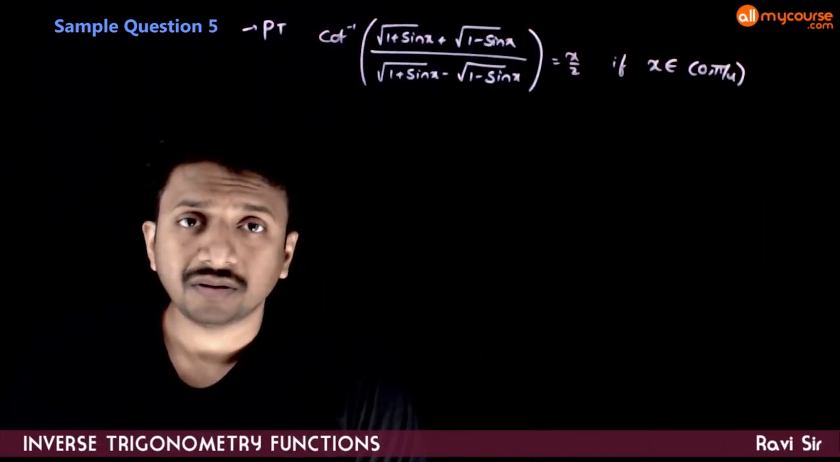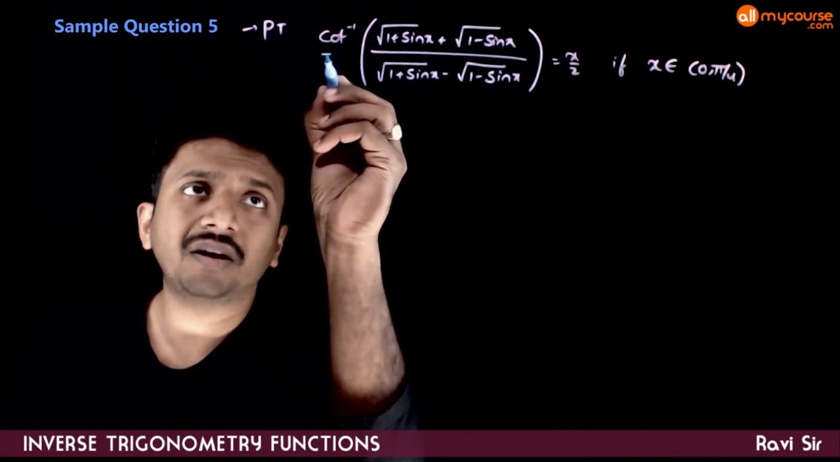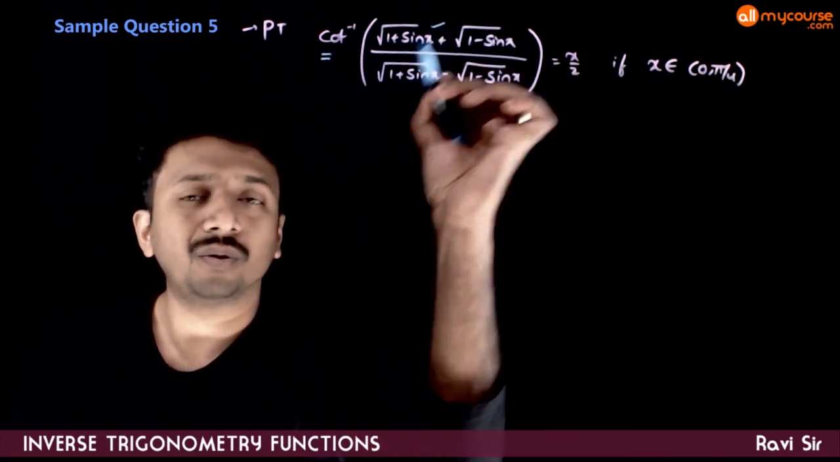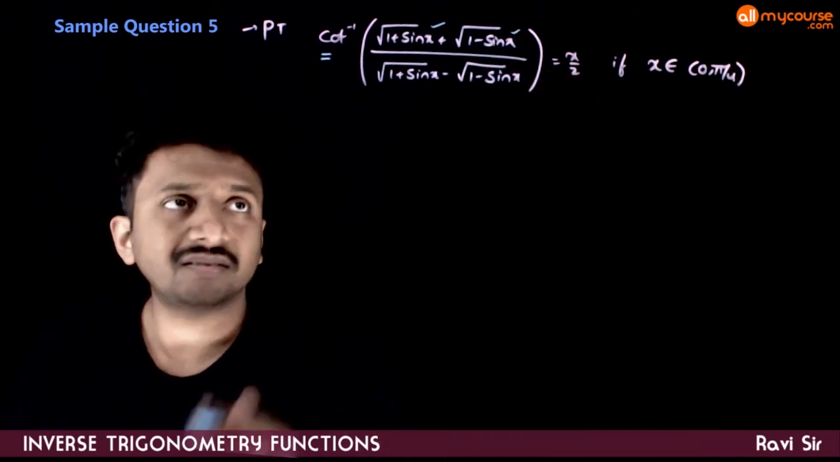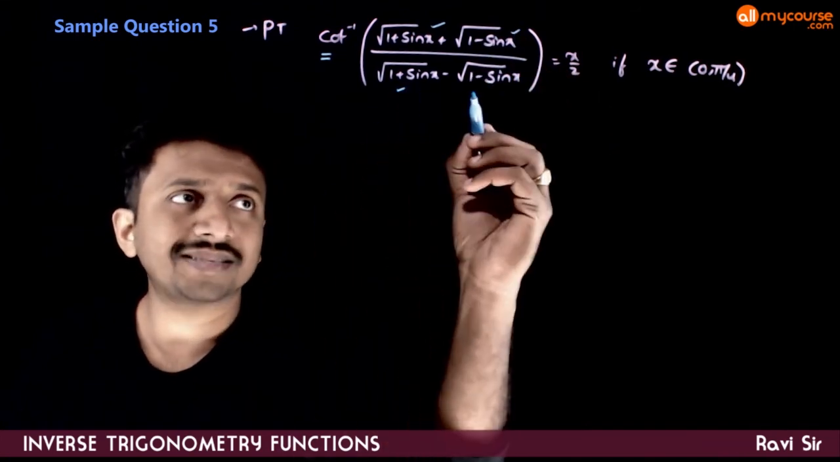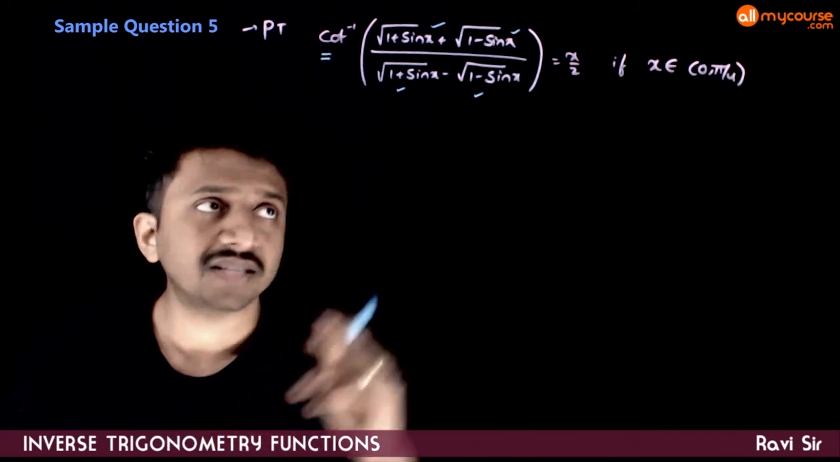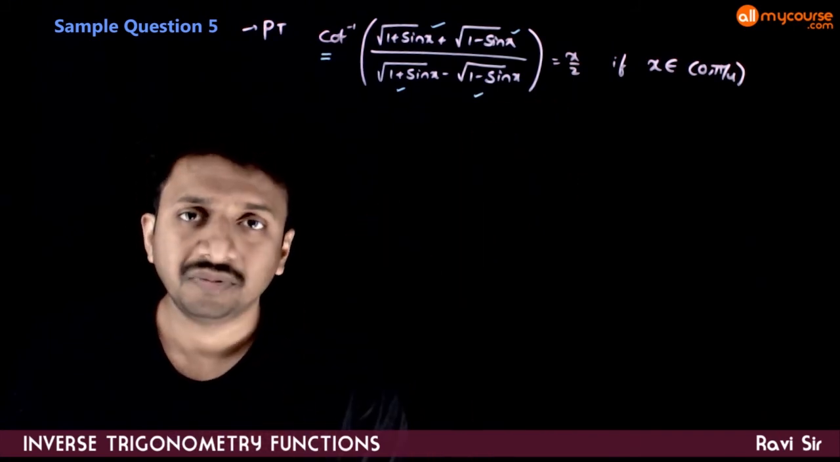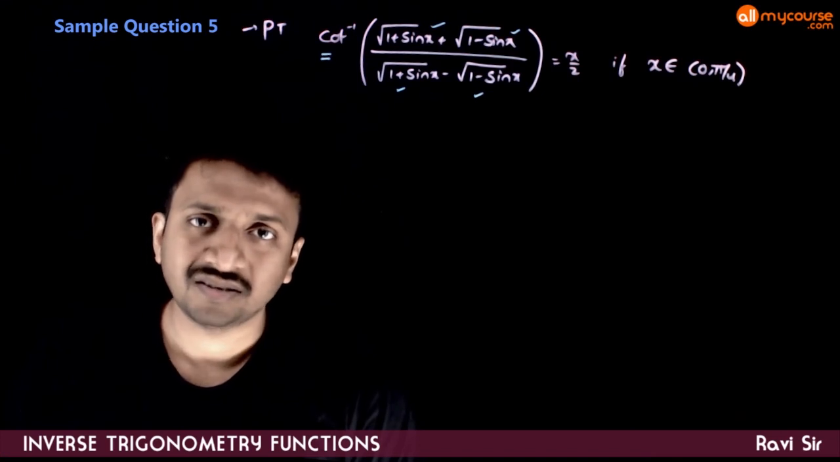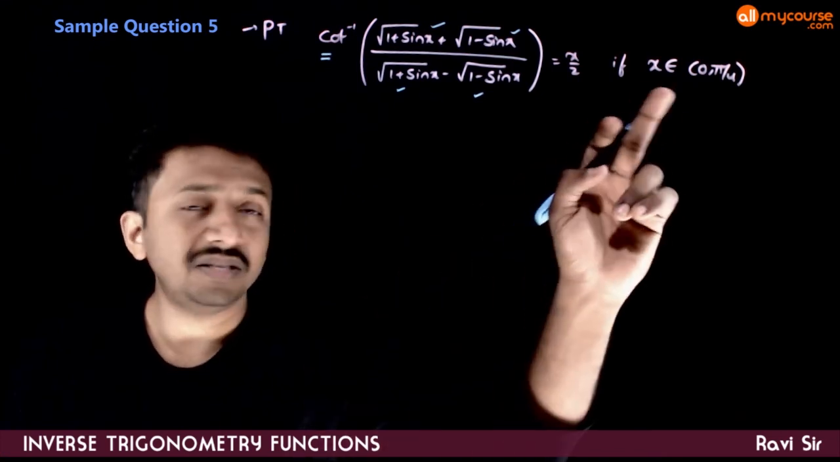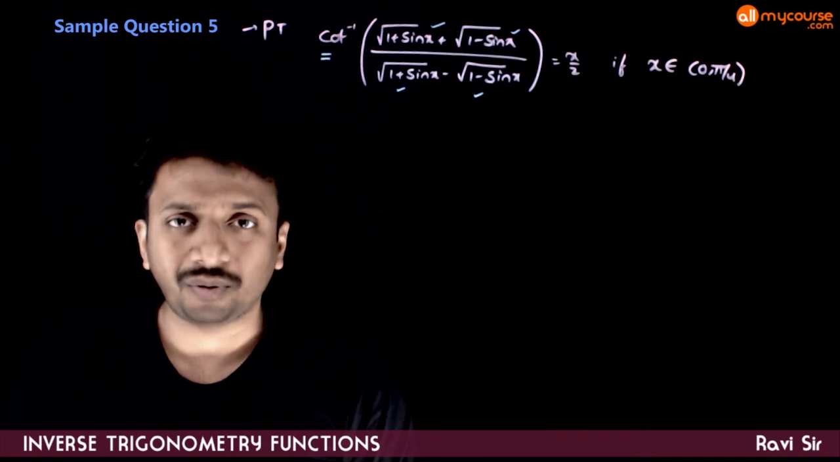In this question, you are asked to prove that cot inverse of root of 1 plus sin x plus root of 1 minus sin x, by root of 1 plus sin x minus root of 1 minus sin x, is equal to x by 2, if x is in between 0 and 45 degrees. That is, x is in between 0 and pi by 4.